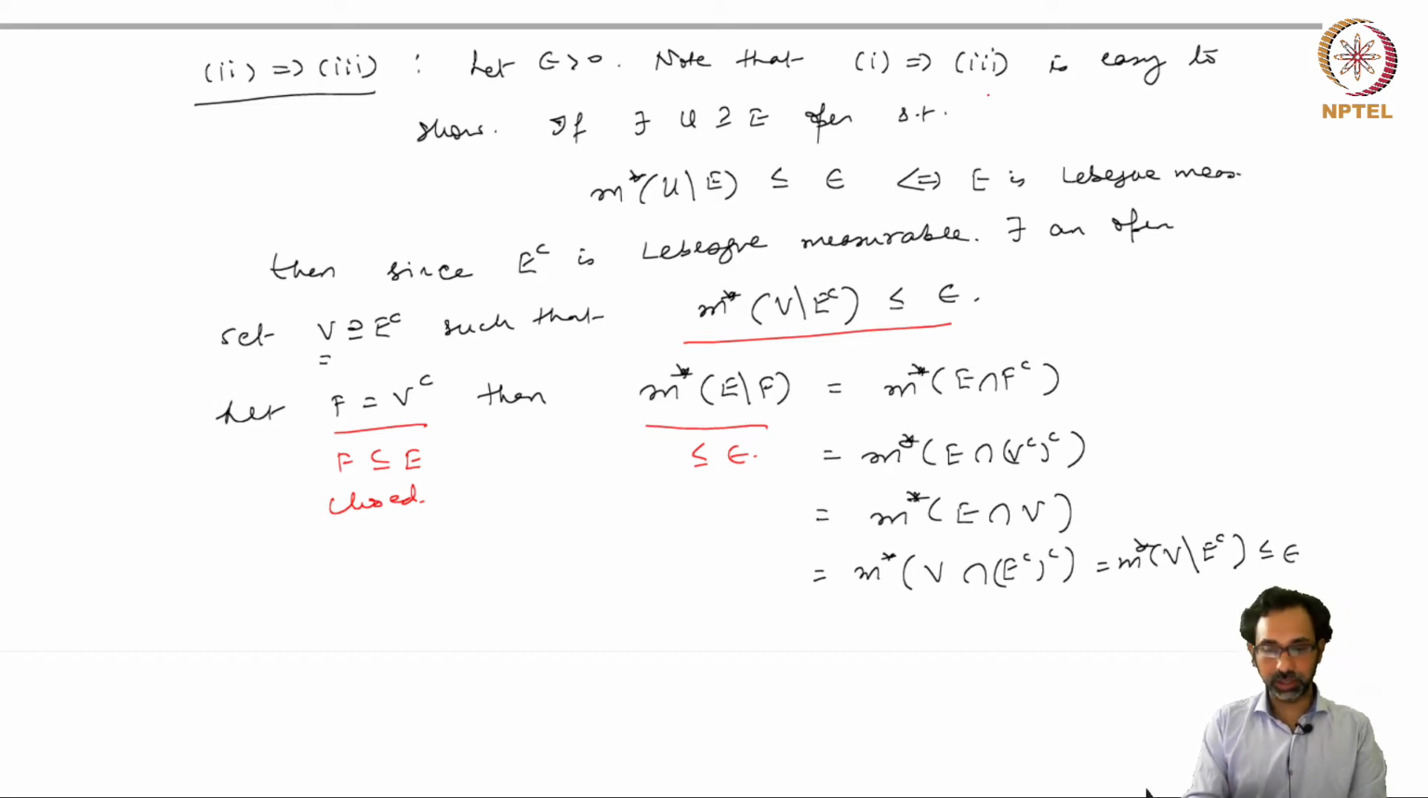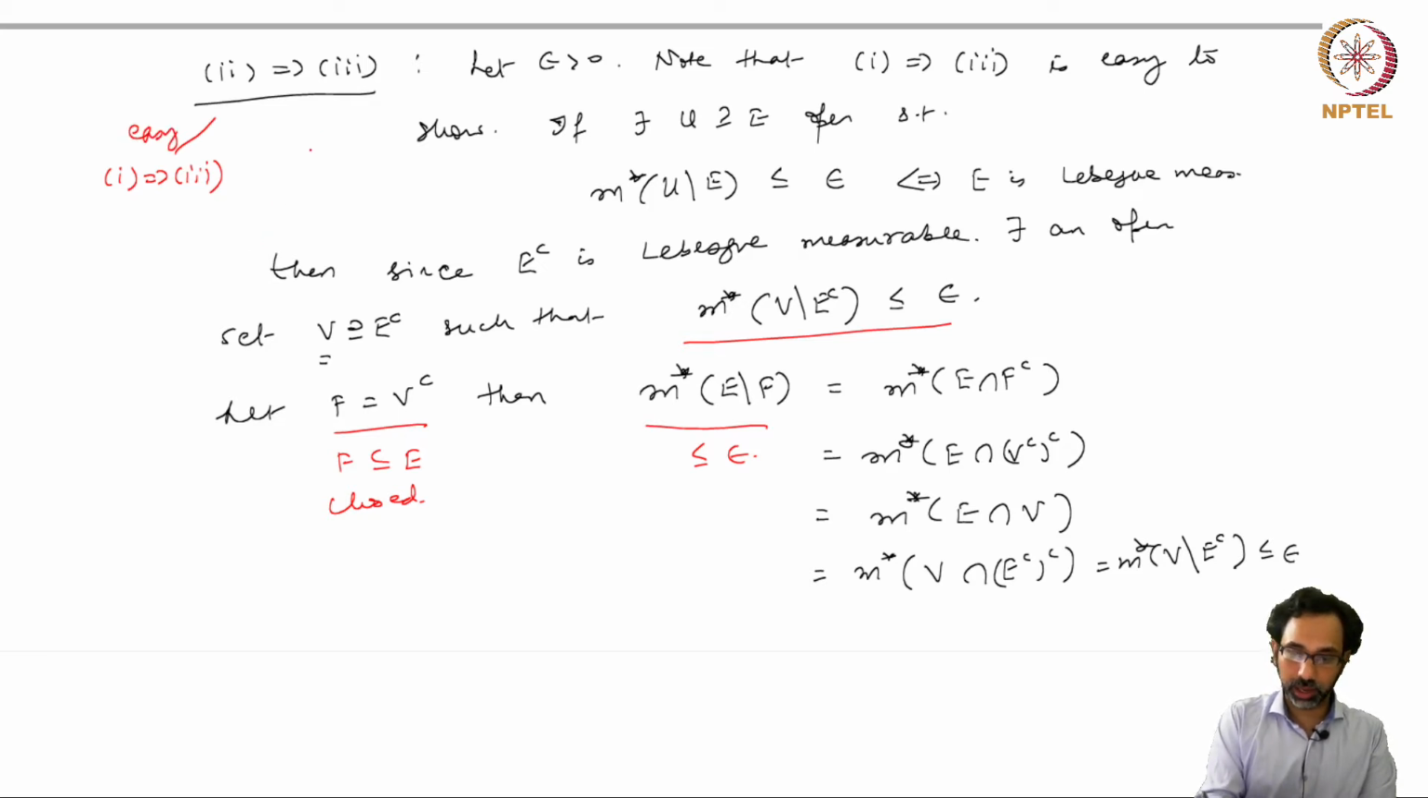So let's show that 2 implies 1, and then that would imply in turn that 2 implies 3. So we have broken this up into 2. The first one is 1 implies 3. This is easy, and we will also prove that 2 implies 1, and so this will imply that 2 implies 3.